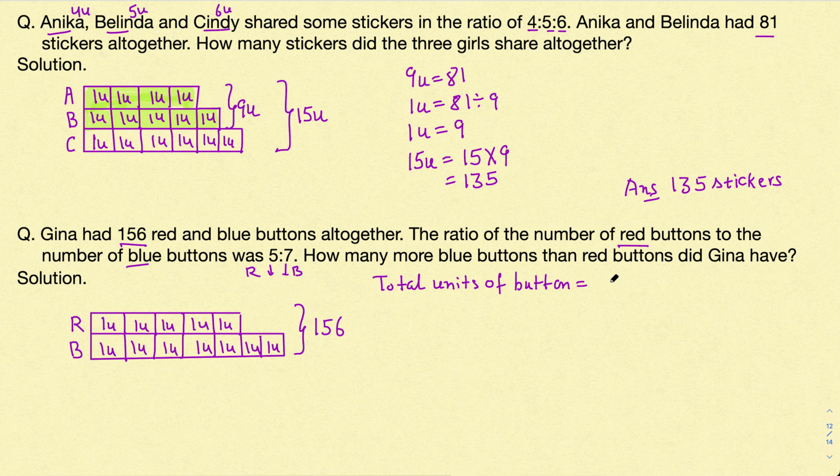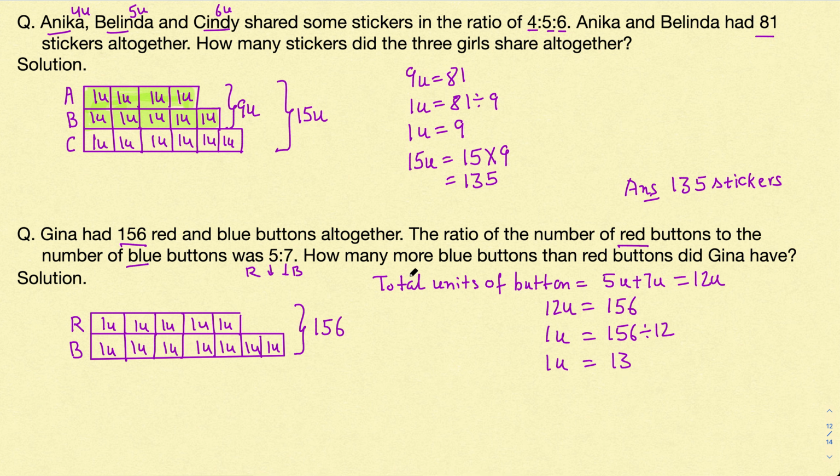So how much is it, right? So it is 5 units plus 7 units. 5 units is for red, 7 units is for blue. So total will be 12 units, and we know that this 12 units is equal to 156, right? It's 156. So 12 units is 156. So how much will be 1 unit? So 1 unit will be 156 divided by 12, and that will give you 13. Okay, 13.